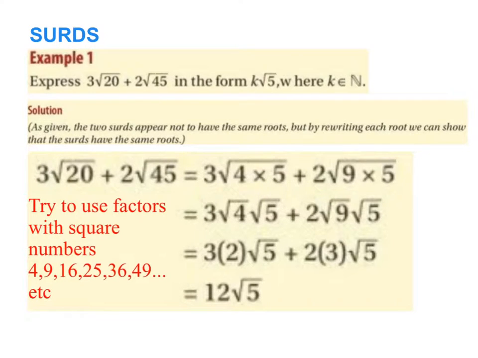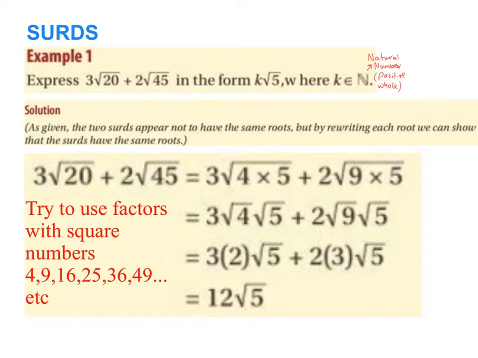Surds. Example 1. Express 3 root 20 plus 2 root 45 in the form k root 5, where k is an element of N. So k is a natural number, a positive whole number. As given, the two surds appear not to have the same roots, but rewriting each root we can show that the surds have the same roots.